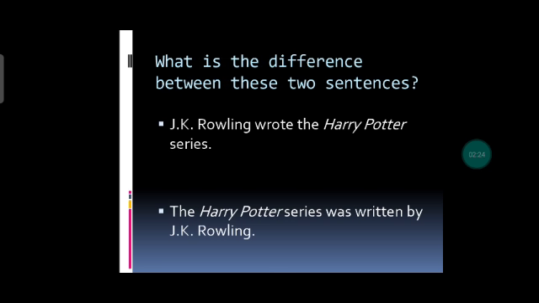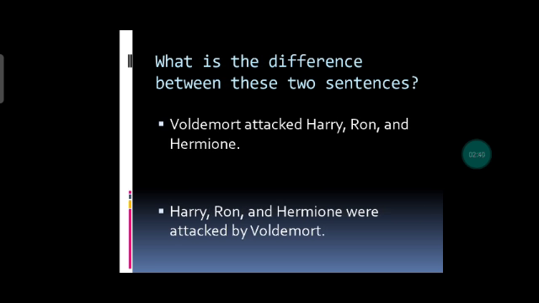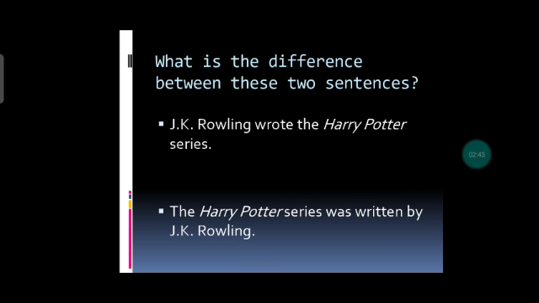Pay attention. J.K. Rowling wrote the Harry Potter series. The second sentence: the Harry Potter series was written by J.K. Rowling. Could you tell me the difference between these two sentences? The first sentence is active, and the second sentence is passive. Why? Because J.K. Rowling is the doer of the action who wrote the Harry Potter series.